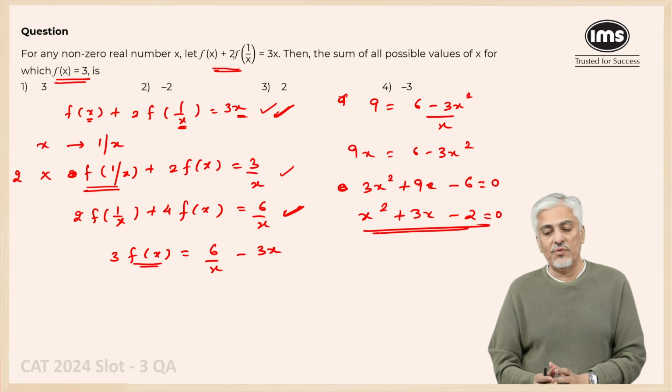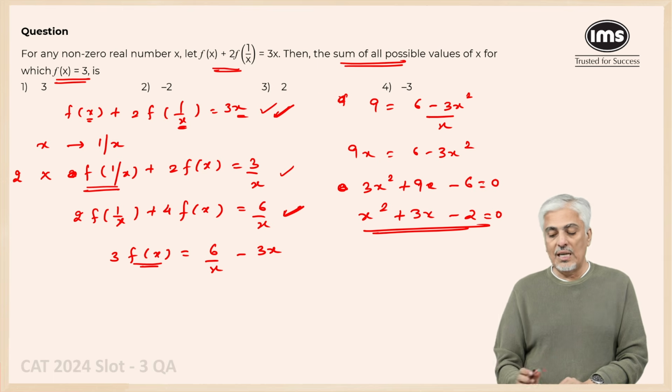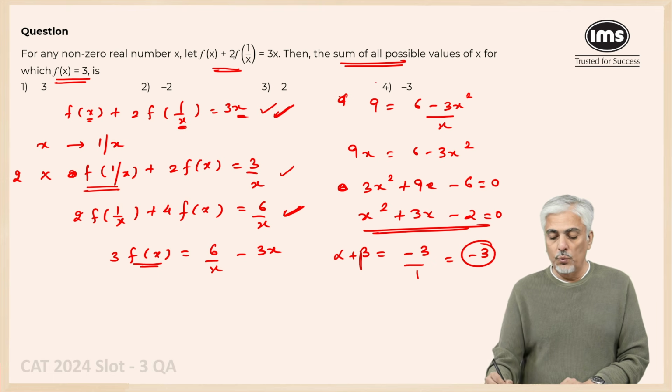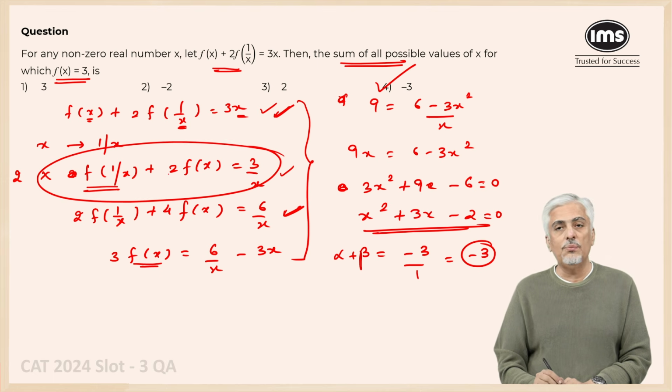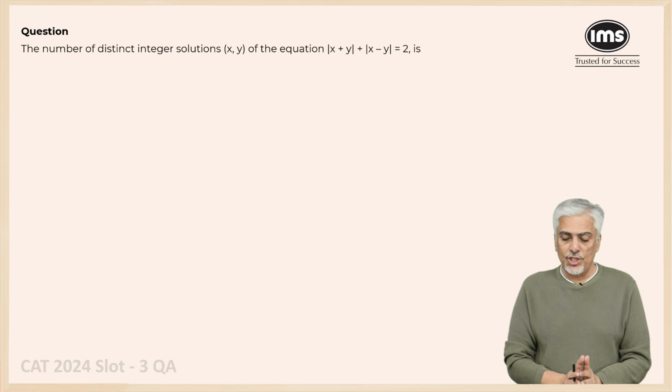This will give me two values of x, and that is what I want to find. I want to find the sum of all possible values. Sum is alpha plus beta, minus b by a, so minus 3 by 1, which is minus 3, which is the fourth option. Difficult question. Getting this part was the most important part. After that, the sum was not very difficult. Somewhere between B and C, most probably a C. Let's have a look at one more question from algebra.